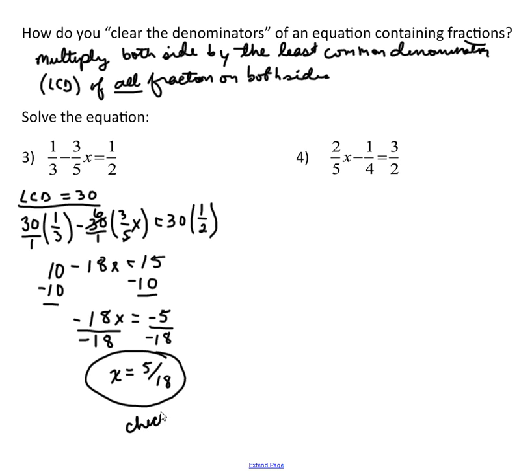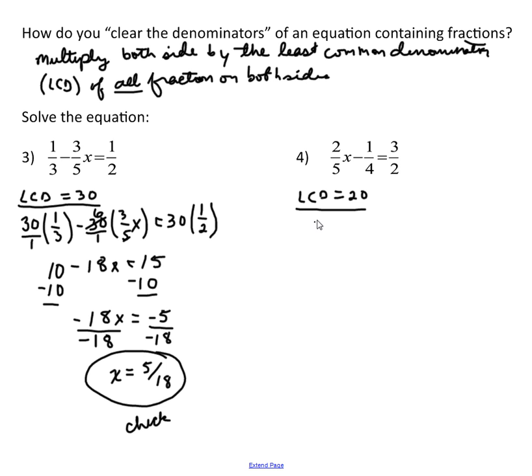I'm going to let that go for the moment. We'll come back. Here's another example of all of this. 2/5 times x minus 1/4 equals 3/2. What's our least common denominator here? Well, it's not going to be directly 5 times 4 times 2, because that's going to give us 5 times 4, 20 times 2, 40. But there's a smaller number that 5, 4, and 2 all divide into evenly, and that number is 20. Notice that 5 times 4 is equal to 20. 5 times 2 is 10. And 10 also evenly divides into 20. So our least common denominator is 20.